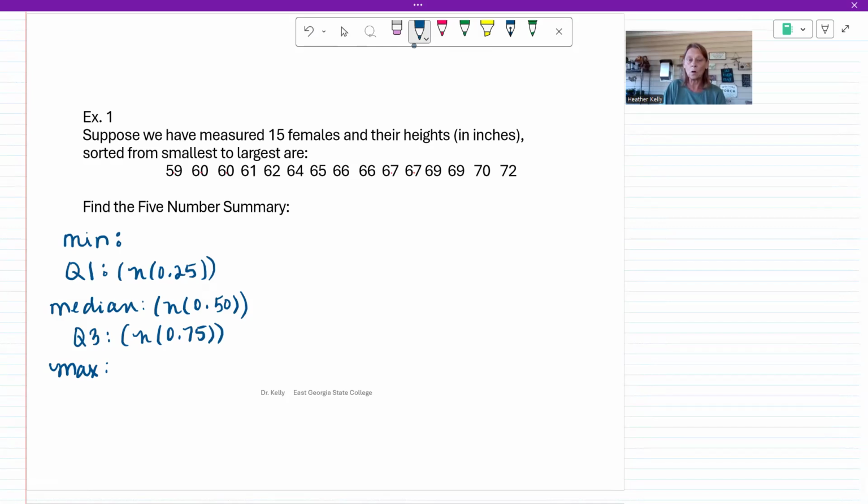Okay, so here's our example. Let's knock it out here. What is our minimum value? 59, because the list is already ordered.